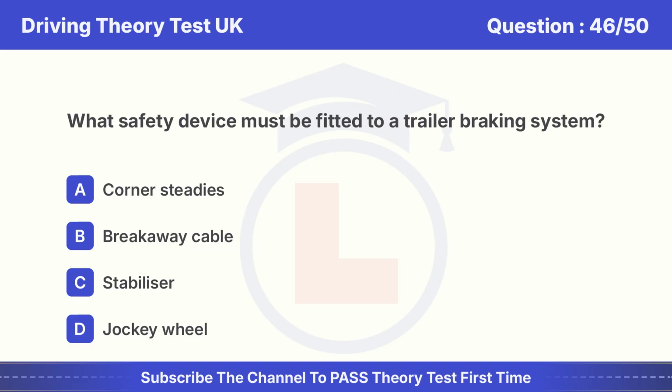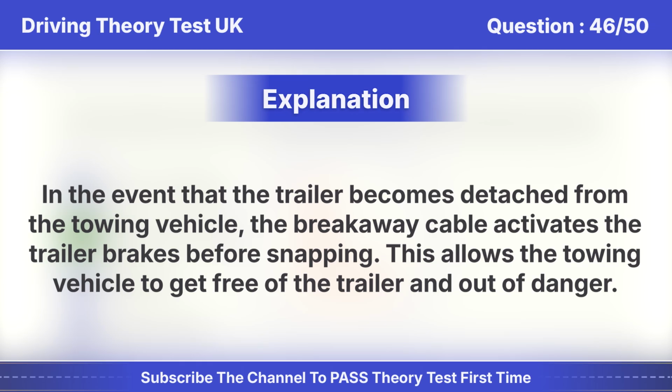Question 46. What safety device must be fitted to a trailer braking system? Answer is B. Breakaway cable. In the event that the trailer becomes detached from the towing vehicle, the breakaway cable activates the trailer brakes before snapping. This allows the towing vehicle to get free of the trailer and out of danger.